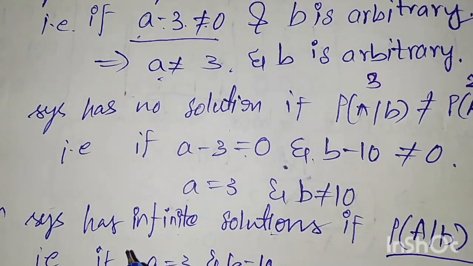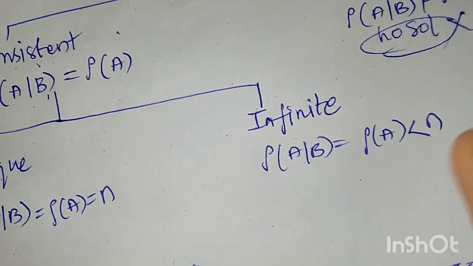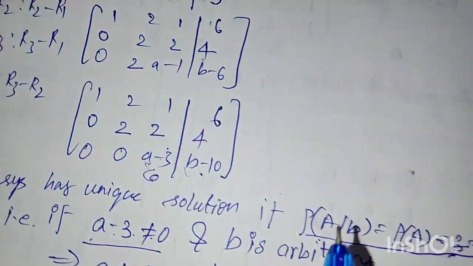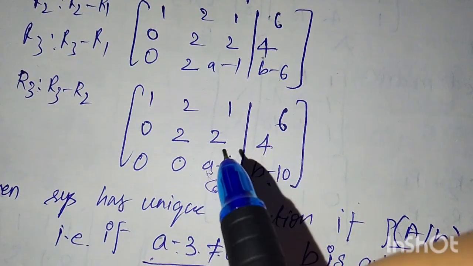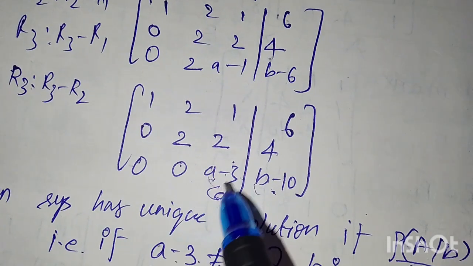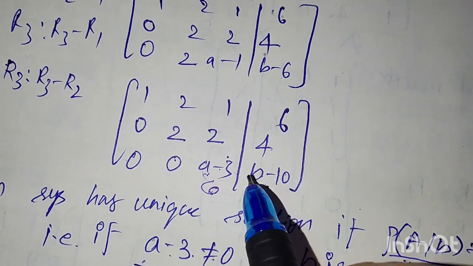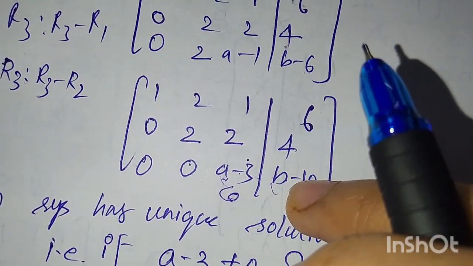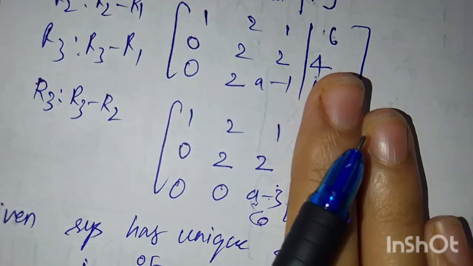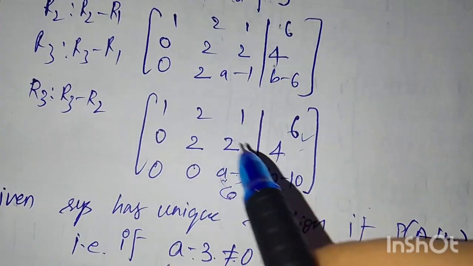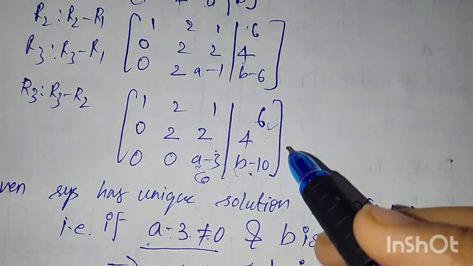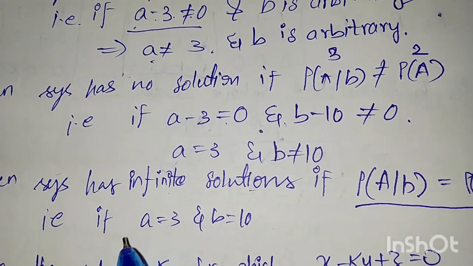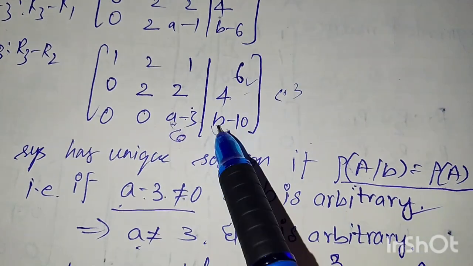Next is infinite number of solutions. When will we have infinite number of solutions? Rank should be equal but less than n. Here n is 3, so rank should be 2. When will we get rank 2? Both ranks should be 2. If this is 0 and this is also 0, so a should be 3, b should be 10. See, if this is 0 and this is also 0, the number of non-zero rows will be 2. Rank of A also will be 2. So rank of A and [A|B] will be equal, but they will be less than n, which is 3. So we should write like this: a is 3, b is 10. So this will be 0, this will be 0, then their ranks will be equal and they will have infinite number of solutions.